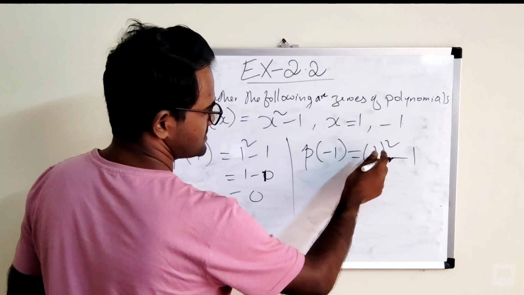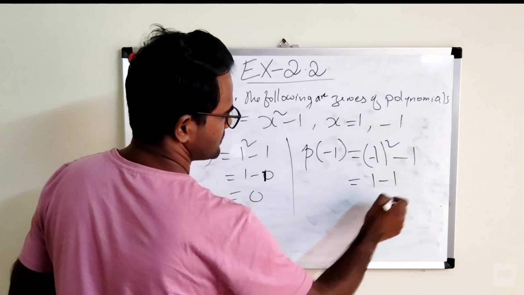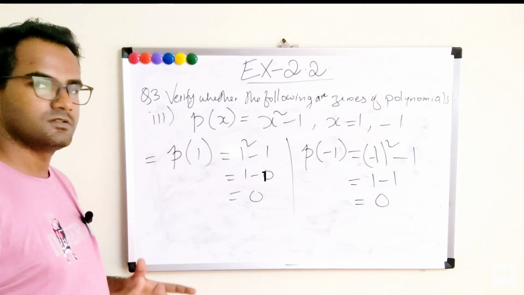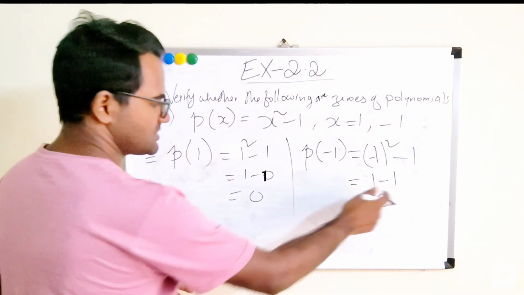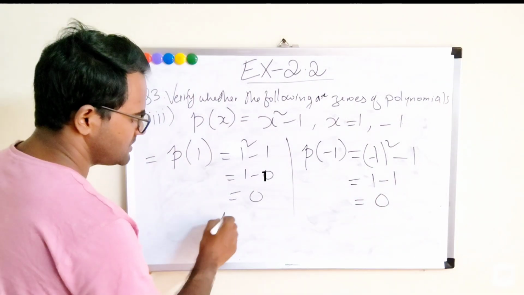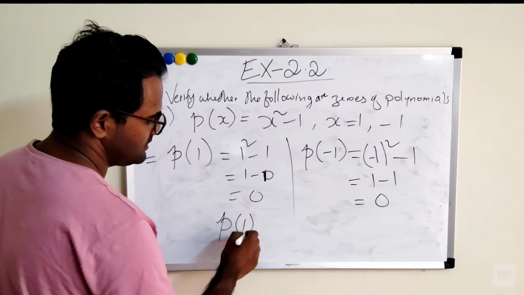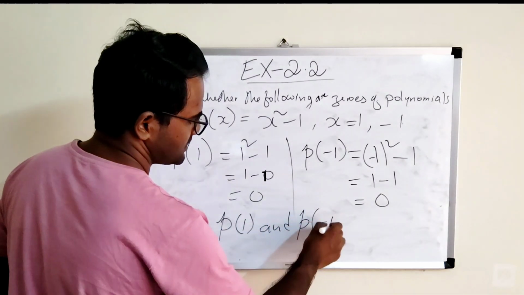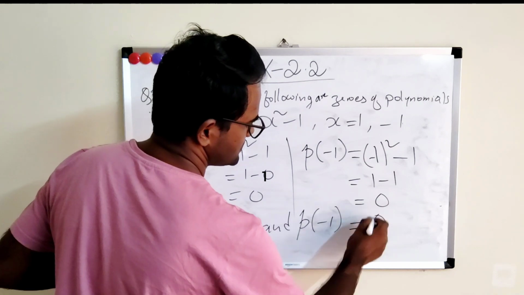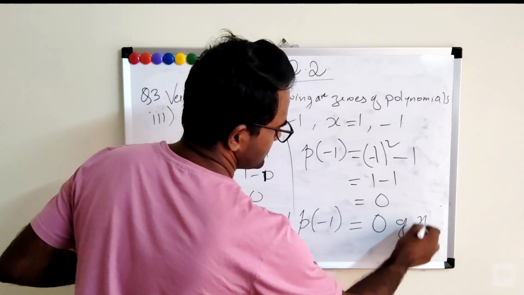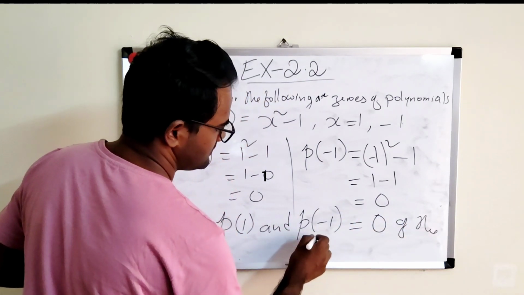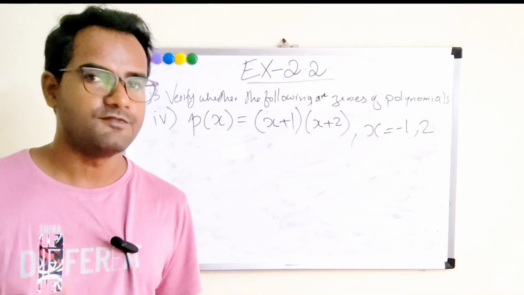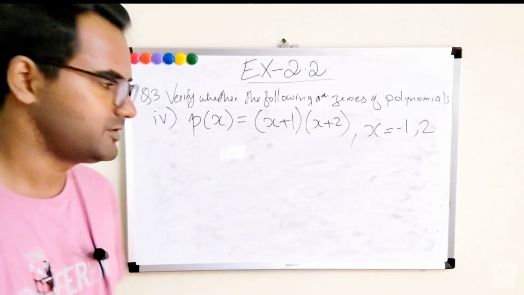Minus into minus is plus, so 1 into 1 is 1, then minus 1. 1 minus 1 is 0, right? So you get 0 here also, which means p of 1 and p of minus 1 are equal to 0 for the given polynomial. Well, now we will solve number 4.